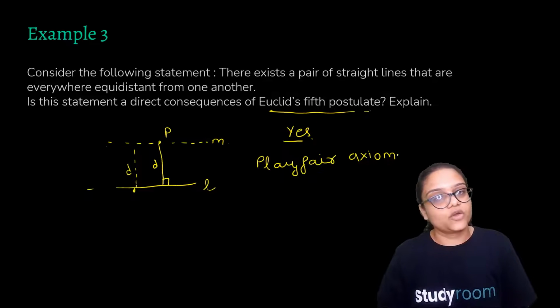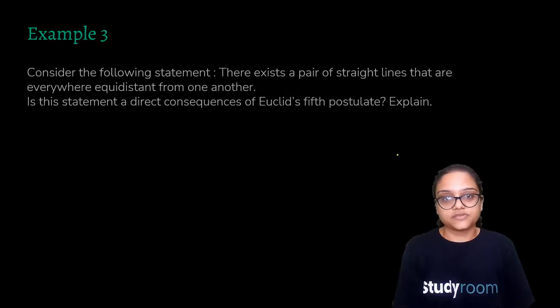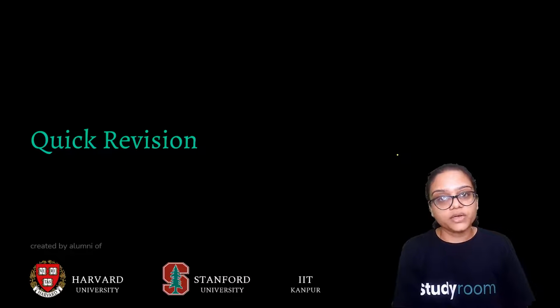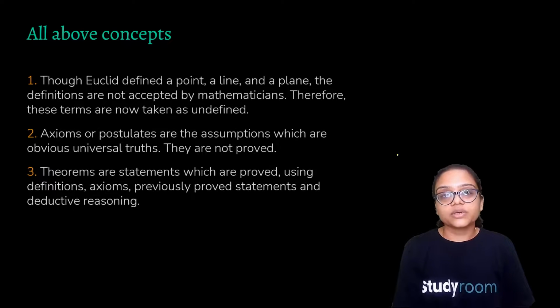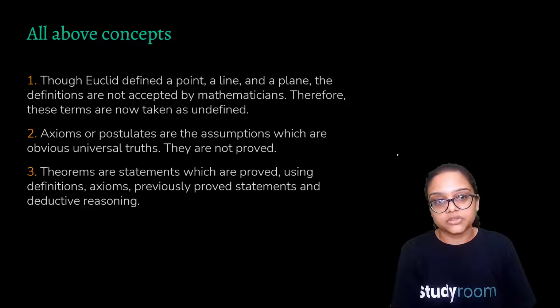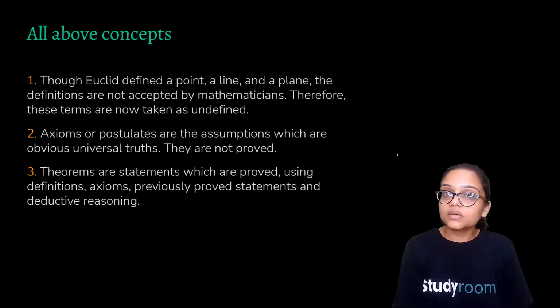I hope this question is clear to you. This was a bit tricky question, but the explanation is very easy. Now we will quickly revise all the concepts we have learned so far in Euclid's geometry. First concept: though Euclid defined a point, a line and a plane, the definitions are not accepted by mathematicians. Therefore, these terms are now taken as undefined. Axioms and postulates are the assumptions that were obviously universal truths. They were not proved. Theorems are statements which are proved using the previous axioms, postulates or other theorems already proved.